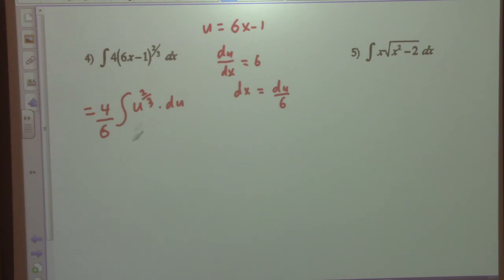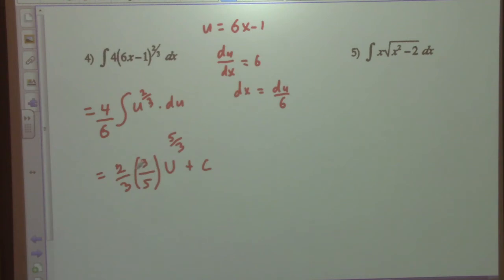Everybody see this so far? Then that equals, which is just, I can rewrite that as 2/3. And then you gotta integrate u to the 2/3. It'd be u to the 5/3 times 3/5, plus C.